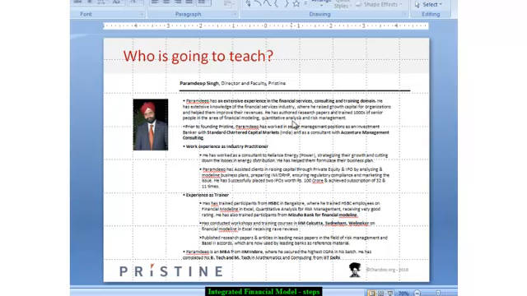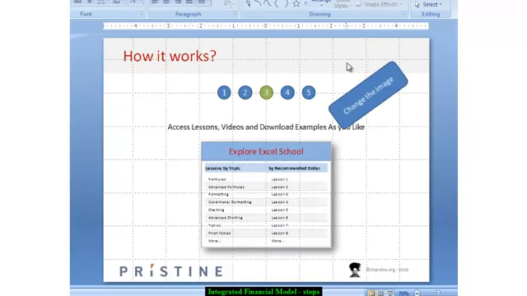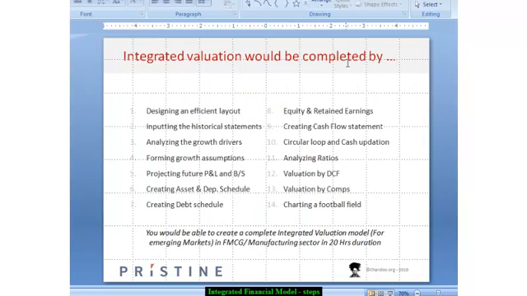So, just to summarize the various steps, these are the steps to create an integrated financial model. I'll take you through the model step by step, and also I'll show you in the model how these steps are to be followed. So, the first step in creating any integrated financial model is essentially to have a good layout for the model.